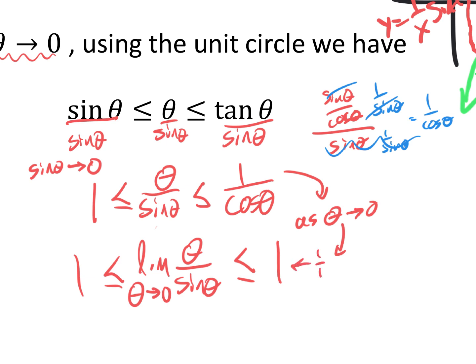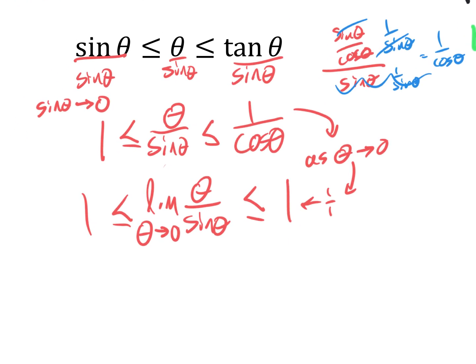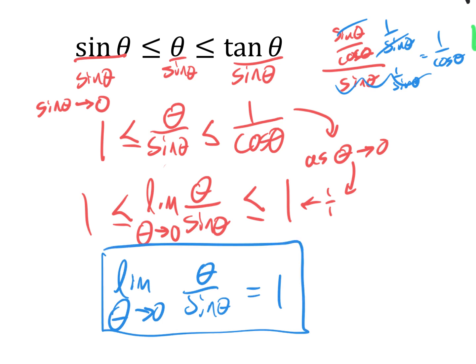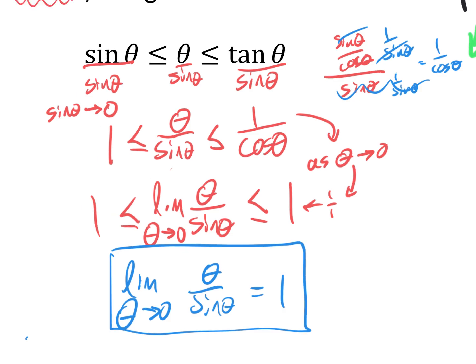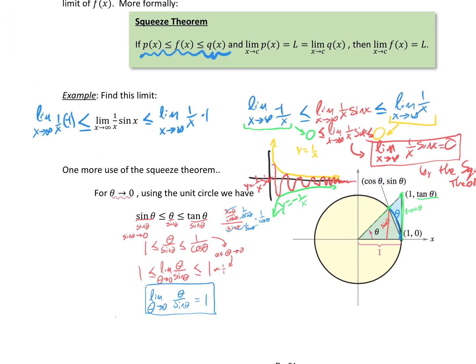Okay? So as theta goes to 0, we see the limit of theta over sine theta is bigger than 1 and less than or equal to 1. And so obviously, by the squeeze theorem, we can say that the limit as theta goes to 0 of theta over sine theta is 1. And that's a special limit that we've seen. It's the reciprocal of the one that we saw. But theta over sine theta is also going to 1. So that's the squeeze theorem.